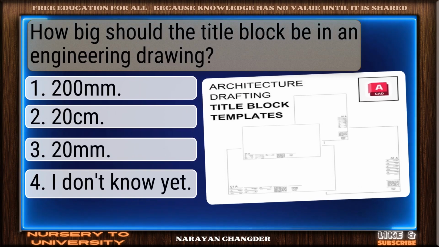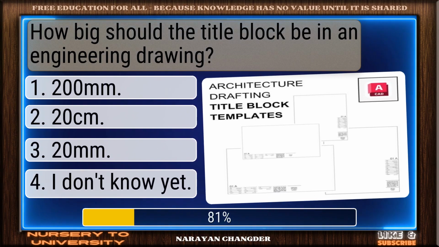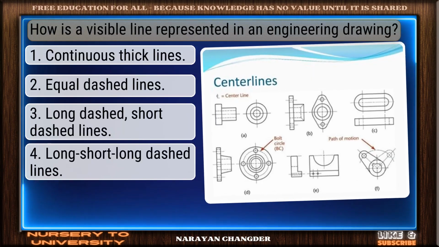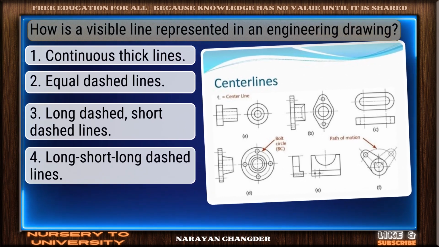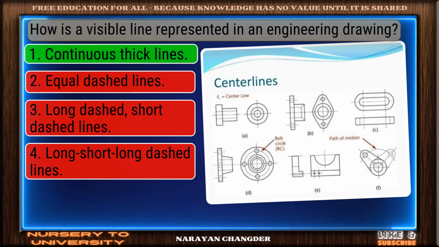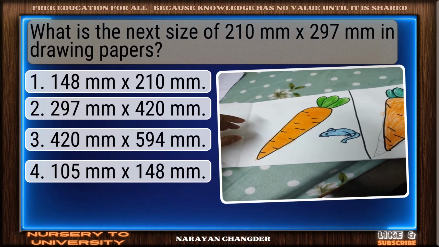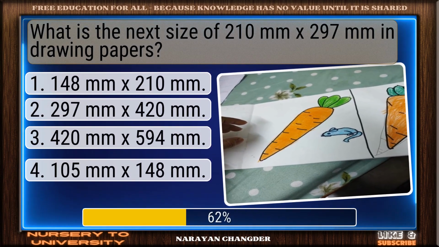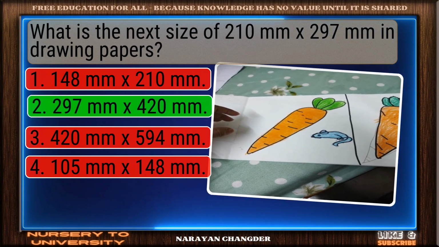How big should the title block be in an engineering drawing? Great job. 20 mm is the accurate answer. How is a visible line represented in an engineering drawing? Great thinking. Continuous thick lines is the right choice. What is the next size of 200 mm x 297 mm in drawing papers? Perfect. 297 x 420 mm is the correct choice.